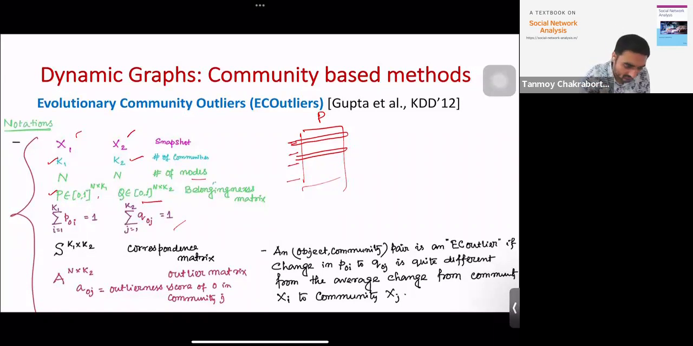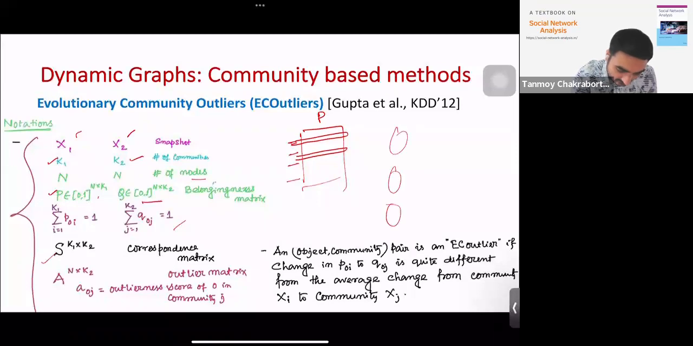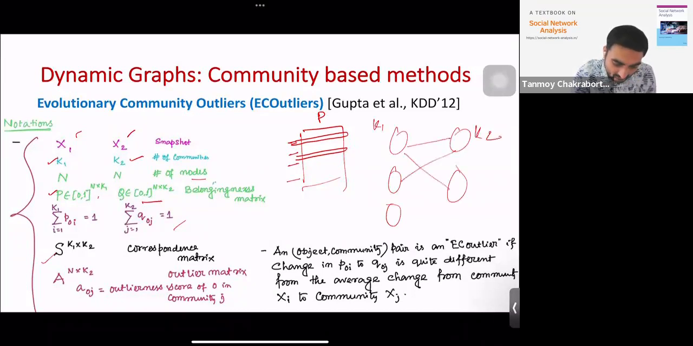We define another matrix called the correspondence matrix S. What is S? S is a K1 cross K2 matrix. K1 is the number of communities at X1, and K2 is the number of communities at X2. We basically try to understand the match between one community at X1 and another community at X2. So this is called the correspondence matrix. You have K1 communities here, K2 communities here, and you have correspondence. How do we capture this correspondence? We capture it using a matrix S, which is K1 cross K2.